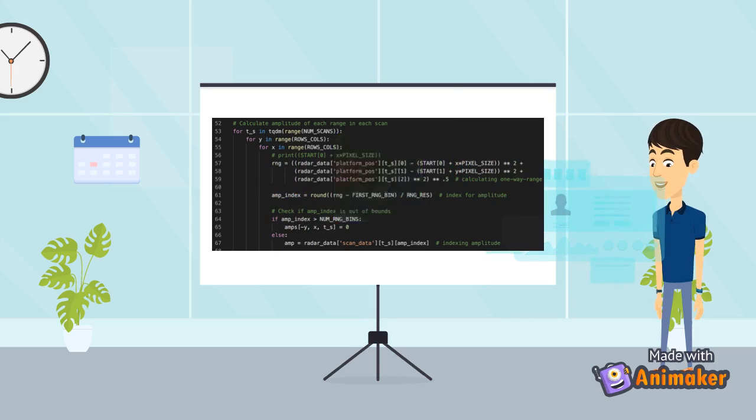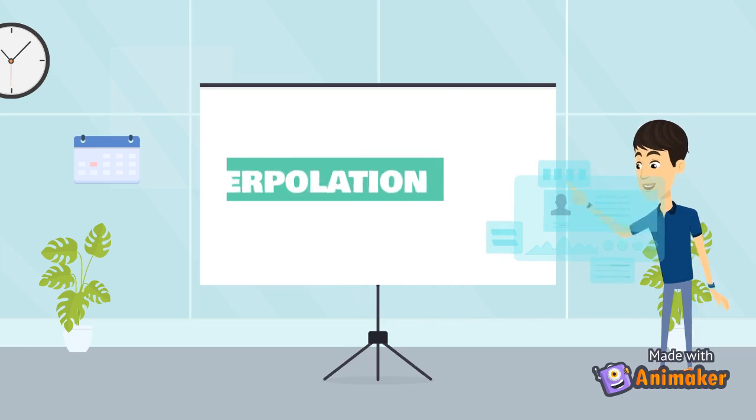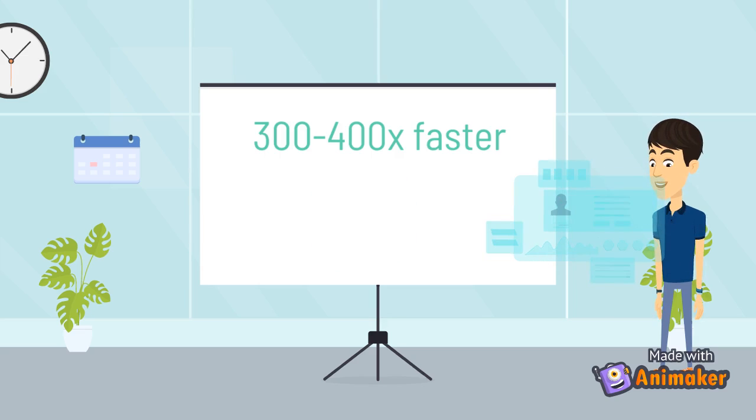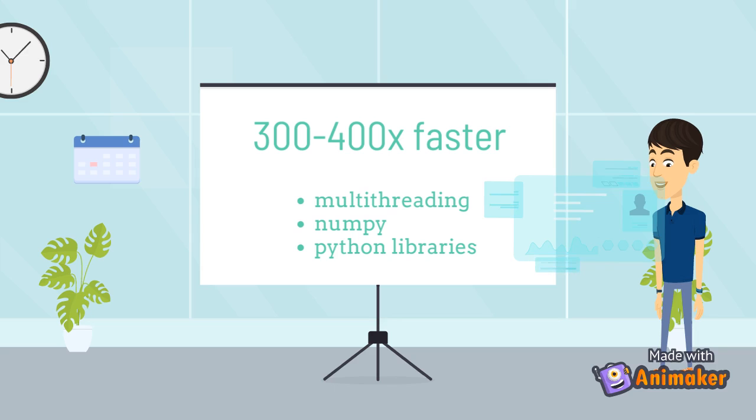Then it was time to make the algorithm run more efficiently through interpolation, which sped up the projection time considerably. After many different implementations, our team was able to make the final code 300 to 400 times more efficient. We learned that by using multi-threading, NumPy, and other well-implemented Python libraries, we could vastly cut down the time.